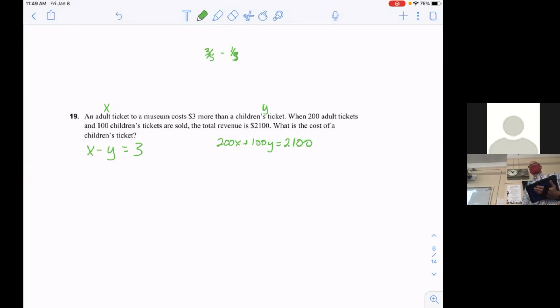Okay. Now we're ready to go. We're ready to solve this. We have two equations. They have two variables. So what do you think our first step should be? Anybody? Isolate. What should we isolate over there? The x. We'll just add the y over. Seems like a great plan. X equals y plus 3.